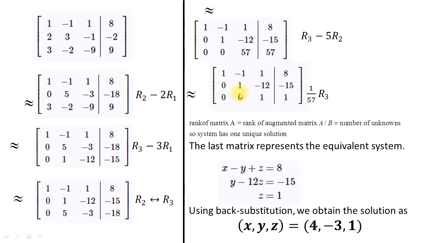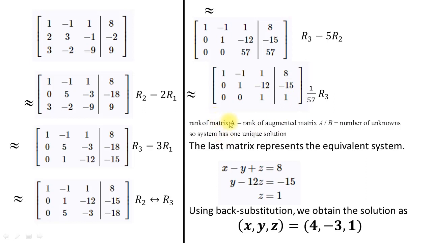So the rank of this matrix A is 3, and the rank of the full matrix, if these two entries are zeros, then the rank of A will be 2, and the rank of the full matrix will also be 2. But if this number is 0, then the rank of A will be 2, and if this number is non-zero, then the rank of the augmented matrix will be 3. But here this number is non-zero, so all rows are non-zero in the matrix A. So the rank of the matrix A is 3, and the rank of the full augmented matrix is also 3, and there are 3 unknowns.